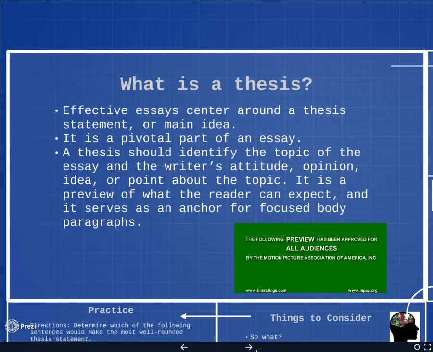Now, what we mean by that is essentially the thesis statement is the focus of your essay, and without a good thesis statement, you really won't have a good essay. A thesis should basically identify the topic of the essay and the writer's attitude, opinion, idea, or point of view about this particular topic. And it's essentially the anchor of the essay. Like I said, if you don't have a good thesis statement, then your body paragraphs really won't have anything to focus on. We'll get into that here in a second.